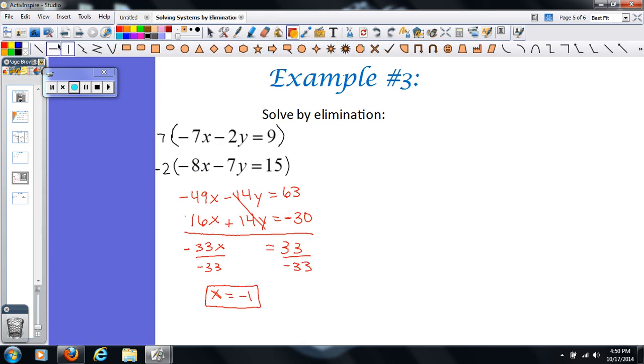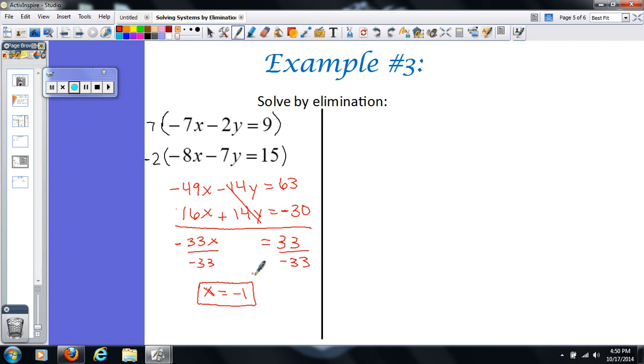And then again now, we are going to find the value of y. So now when I find y, I don't need to plug it into these equations here. I can actually plug it into my original equation. So I'm going to say negative 7 times x is negative 1, minus 2y equals 9.